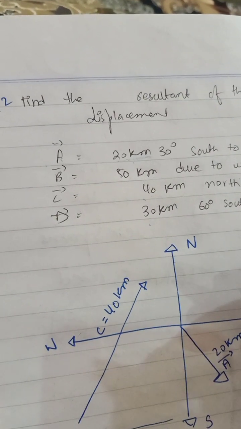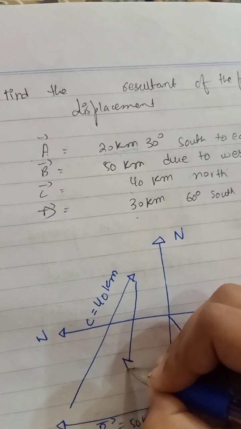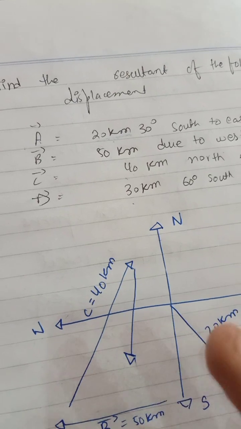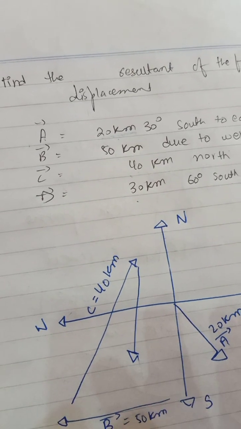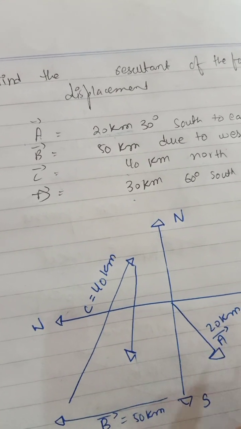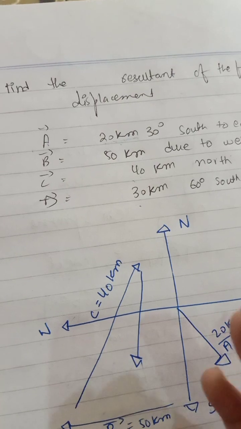As you all know, we are adding the vectors using the head to tail rule. We are not joining tail to tail or head to head. We are joining from head to tail.